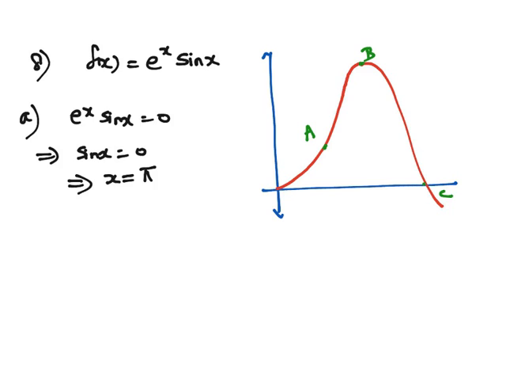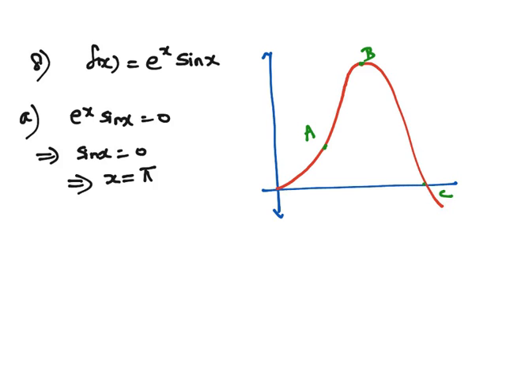Instead of writing 180 degrees, it is better to write x as pi. Even though you might get the marks, sometimes they might actually deduct marks for that. Since it is mentioned that x is in radians, it is better that you write the answers also in radians. So x is equal to pi.